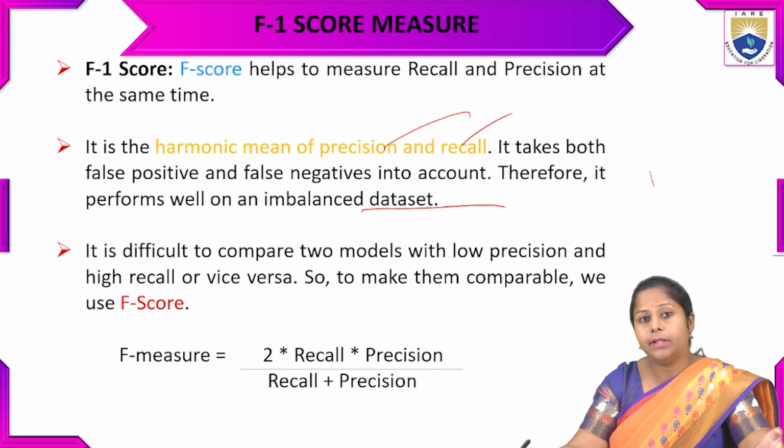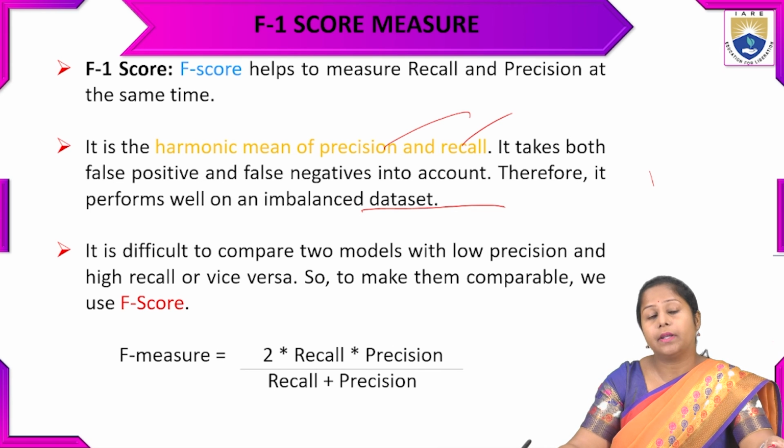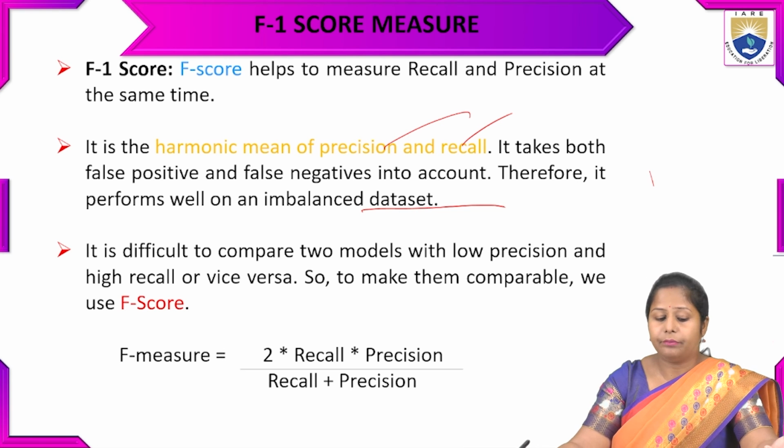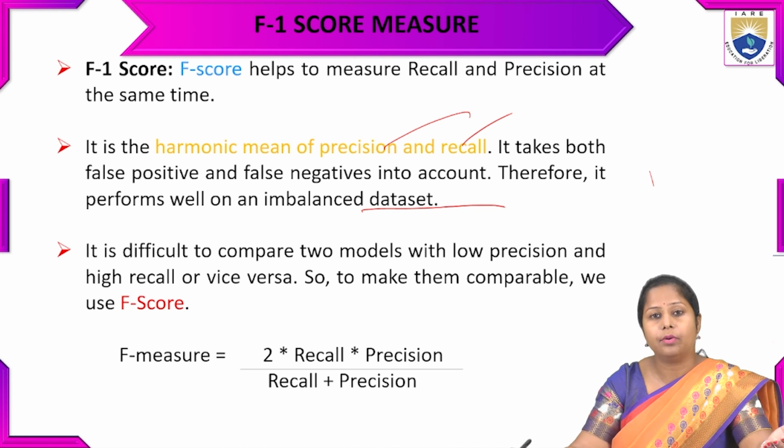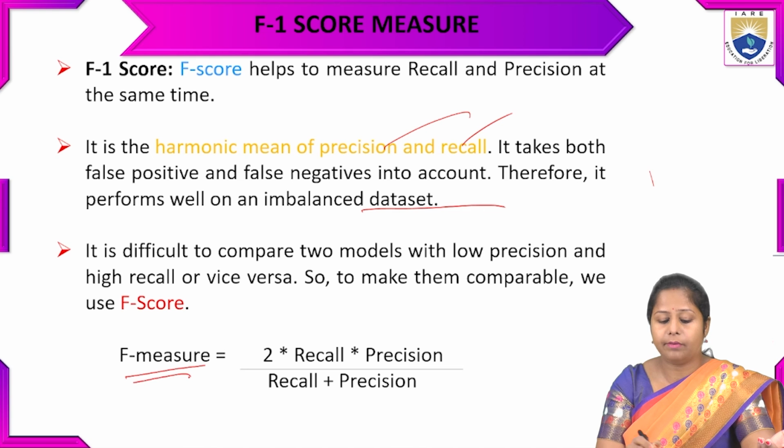If the recall is high, the precision will be low, and vice versa. We can see that in the formula as well. So we have to make them comparable, and for that we use the F score.